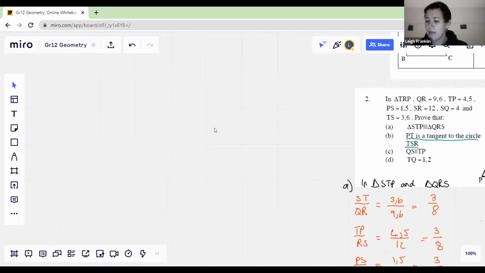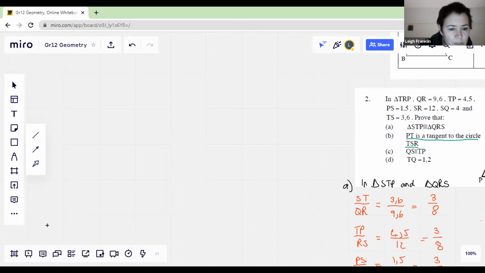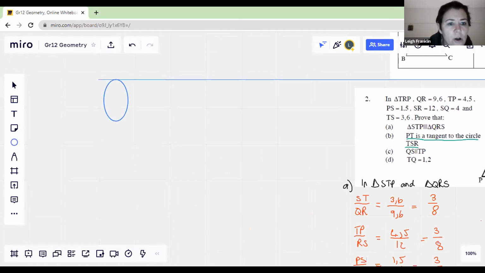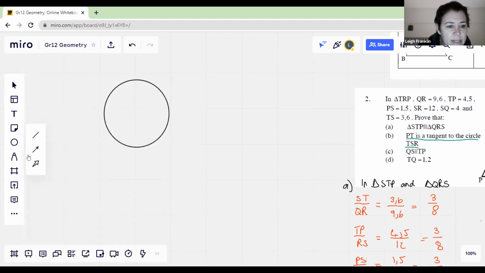Okay, so if we have, let's try and use our shapes here because their shapes are probably going to be so much better than mine. Okay, those are straight lines. Hang on. Shape, circle. There we go. That's a much nicer circle than I could have drawn, isn't it? Okay, so there's a circle, and let's get a tangent.